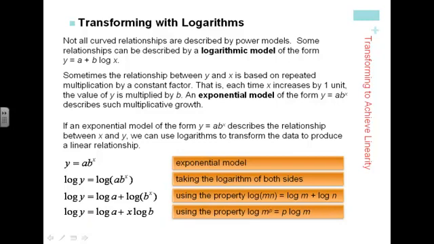Which means that I can take the natural log of both sides and I get an equation that looks like log of y is equal to log of a plus x times the log of b. Now, because a and b are constants, the log of a is a constant, and the log of b is a constant. And so what we end up getting in this process is log y is equal to a constant plus a constant times x. Well, that's a linear model in itself.